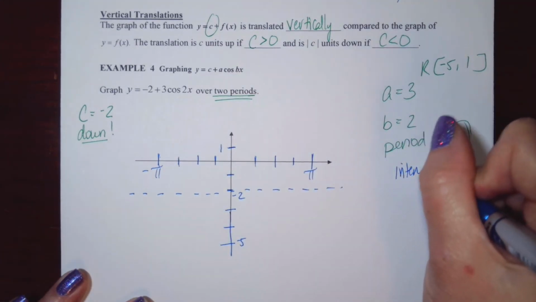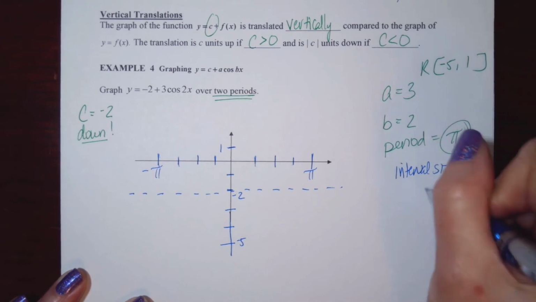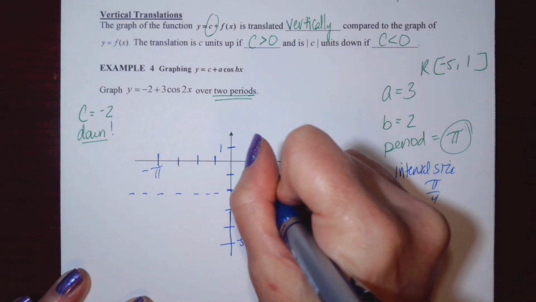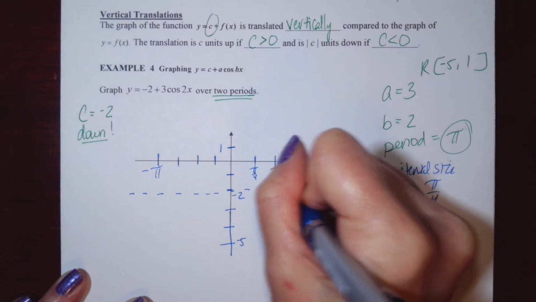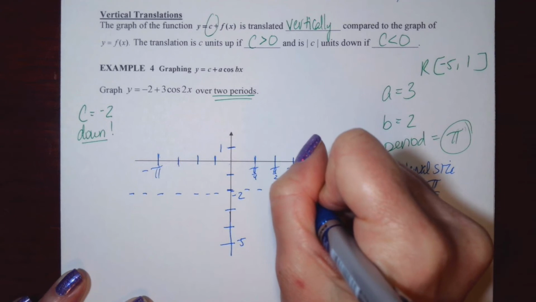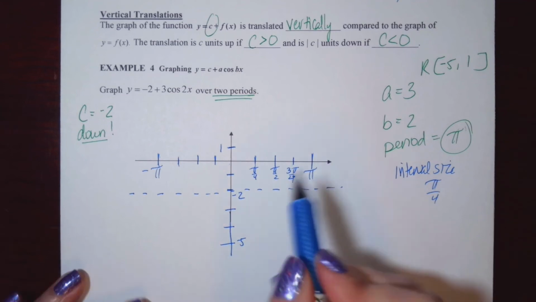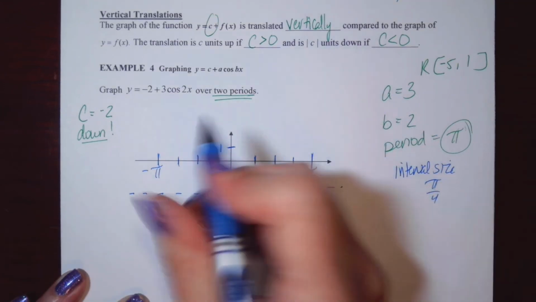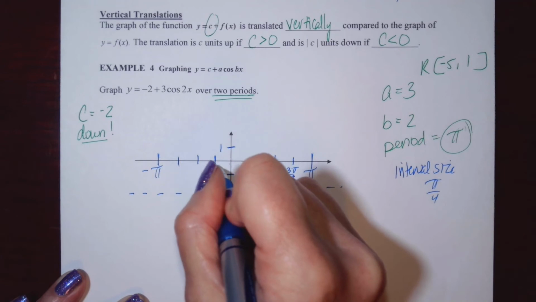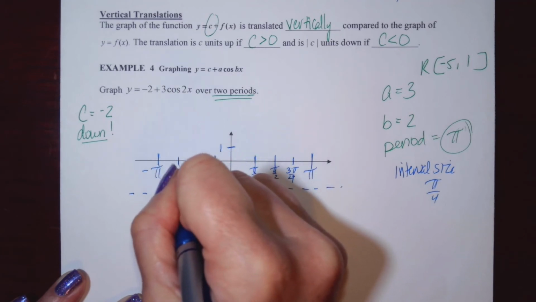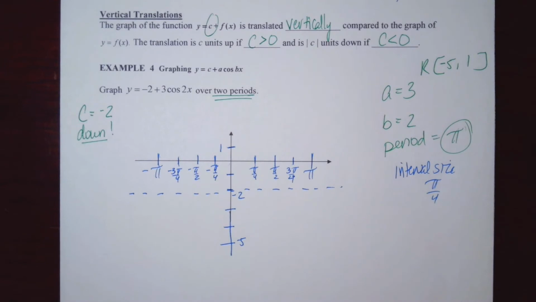The interval size is pi fourth. We get to go 0, 1 pi fourth, 2 pi fourths, 3 pi fourths, pi. There's my points. This is easy because I'm adding to 0. I can go back in a negative direction the same way. And I've got my x and y axes labeled.